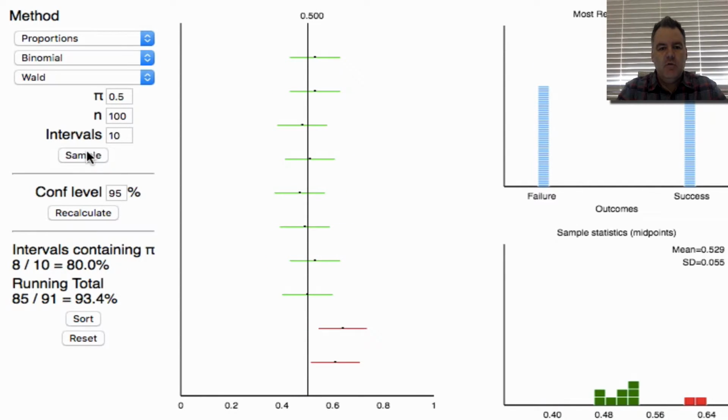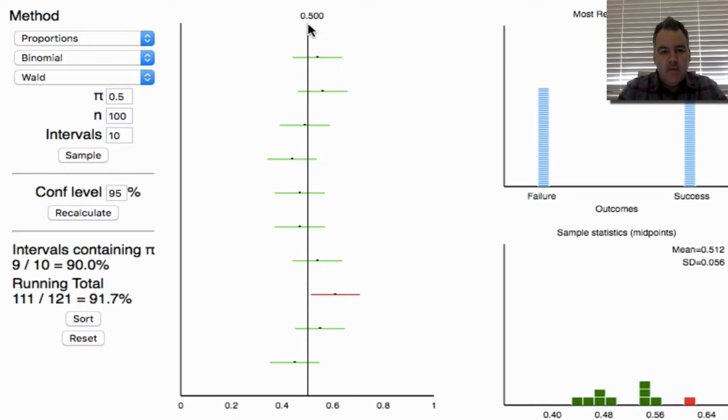And I could keep on doing all these samples and you can see some of them high, some of them low. Remember, each one of these is us throwing the coin 100 times and counting up how many heads there are and looking at the proportion of heads. So in this one here, it might have been 53 out of 100 heads, or 0.53. We constructed this interval and you can see 0.5 is in that interval. So a running total now, we've got 91.7.